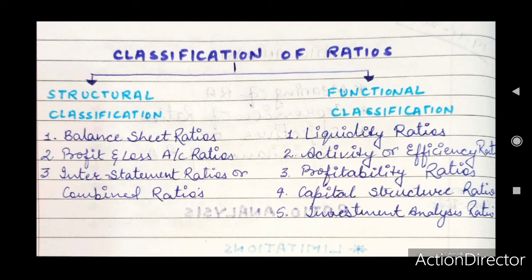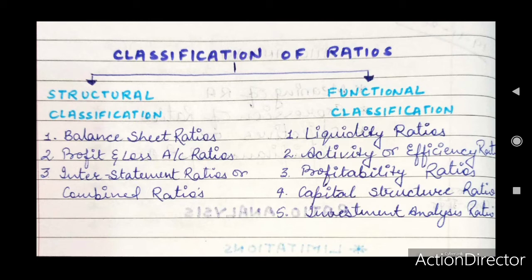Number 1. Liquidity ratios. These ratios are used to measure the ability of the firm to meet its short-term obligations out of its short-term resources. Such ratios highlight the short-term solvency of the firm. Examples of such ratios are current ratio, liquid or quick ratio, absolute liquidity ratio.